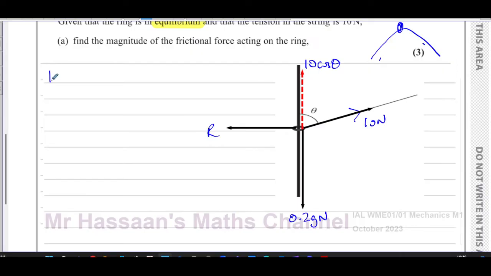So the magnitude of the frictional force is going to be the magnitude of the difference between 10 cosine theta and 0.2 times g. For us to know the direction, we'll have to see which of these is bigger, and then the frictional force has to be on the side which is smaller, so that it balances out the other force, because it has to be in equilibrium. So we can work that out.